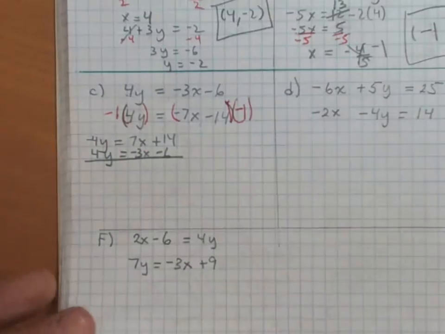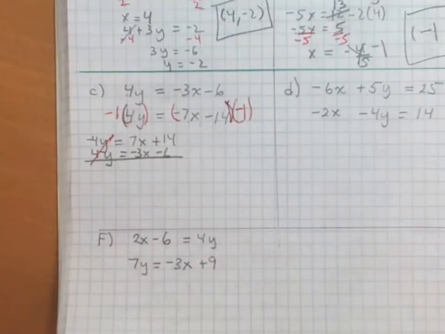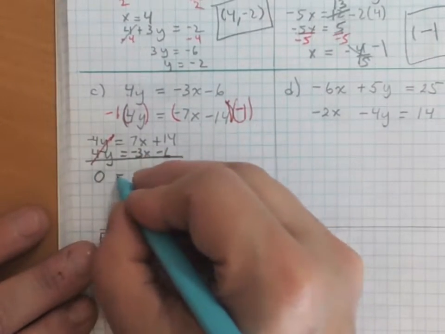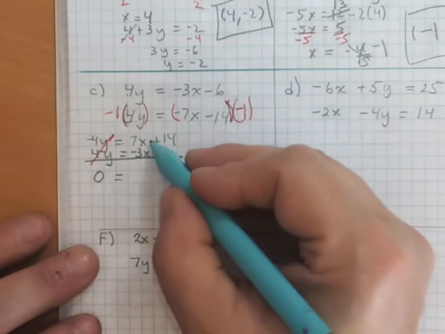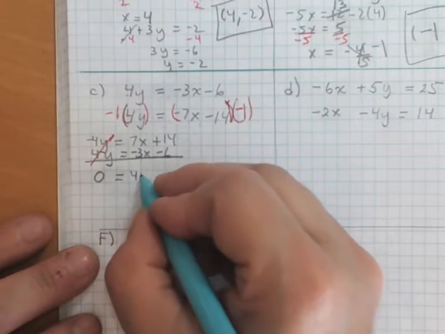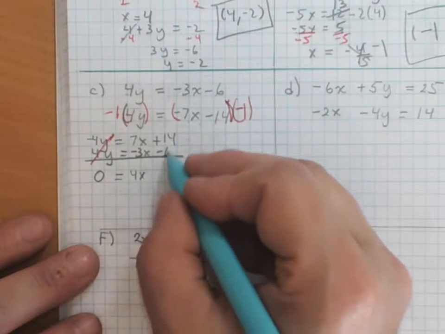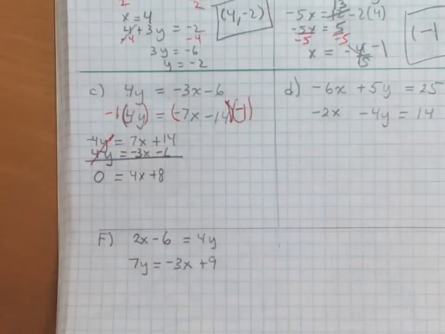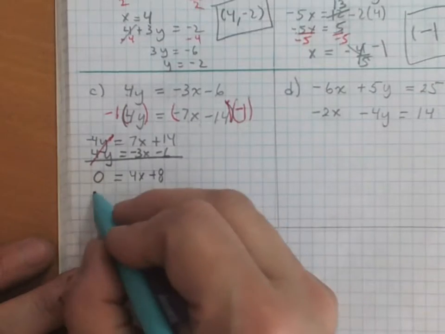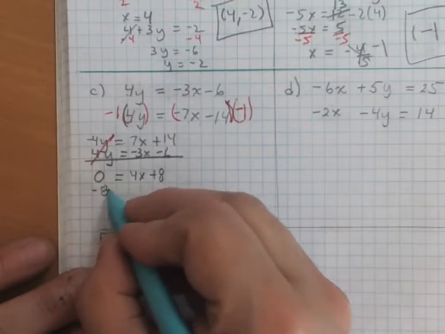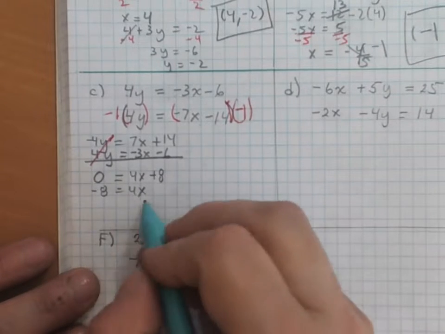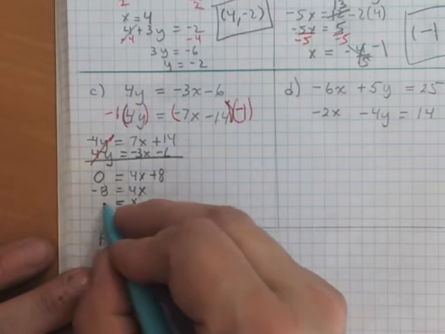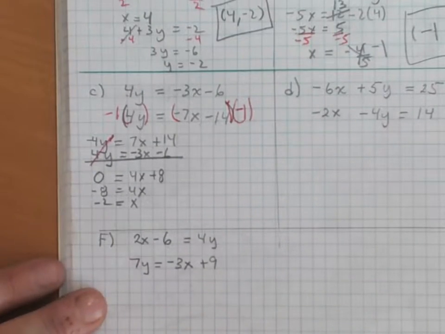On the left side, the opposite coefficients add to 0. So I have, since there's nothing else there, I have to bring the number 0 down. I can't just leave it blank. 7x minus 3x is 4x. And then this is going to be 4x minus 6 is 8. And then we're going to solve this equation. So subtract 8 from both sides. I get negative 8 equals 4x. And then divide 4 on both sides. I get x equals negative 2. So that's my value for x.